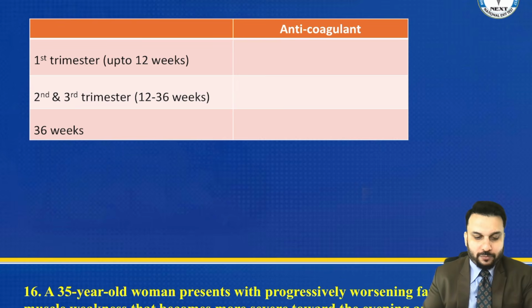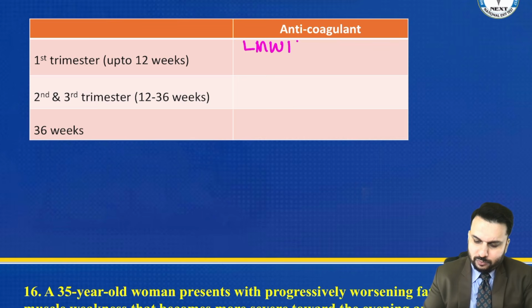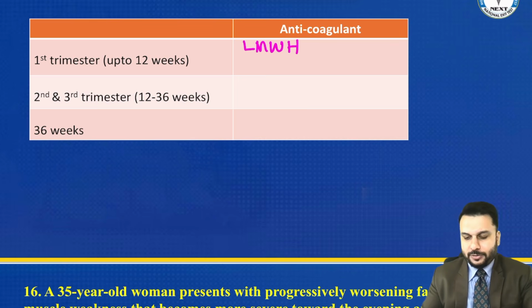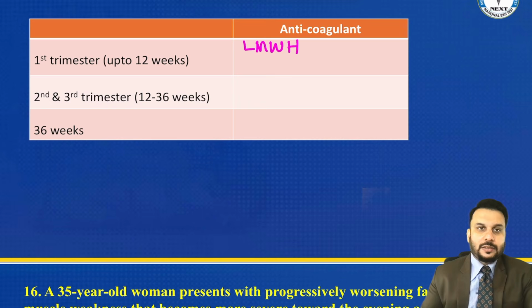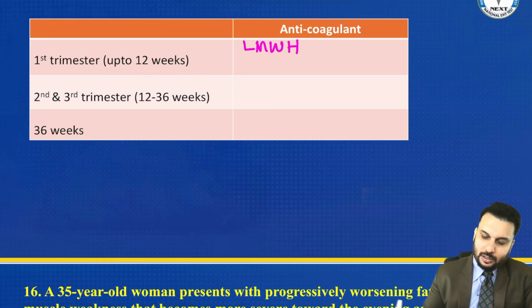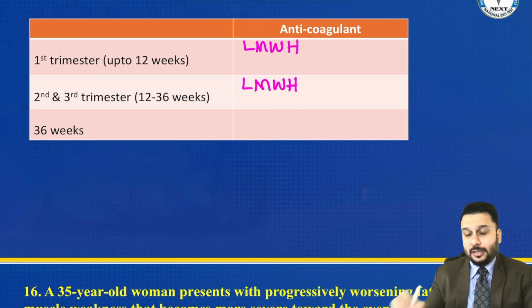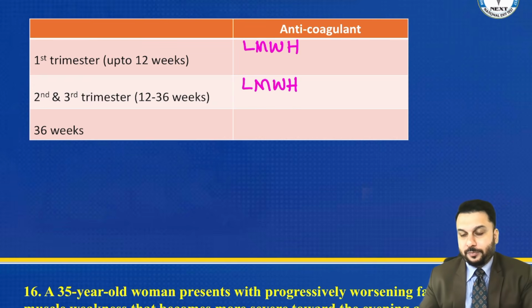For 12 weeks or so, I'm going to give you again the drugs called heparins, mostly low molecular weight heparins. Next is the second and the third trimester, that is 12 to 36 weeks. Again, I can give you low molecular weight heparins, that is the preferred medicine.